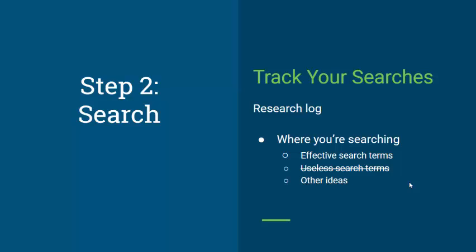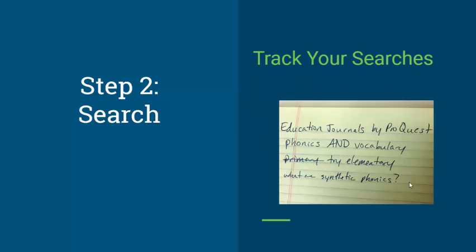So with a research log, all that is, you're just writing down for yourself, where did I search? What search terms did I use? What were some good search terms? You can write down for yourself, useless search terms. I use this search term and it didn't do me any good. And any other ideas that pop into your head as you read through articles. And it does not have to be anything fancy at all.